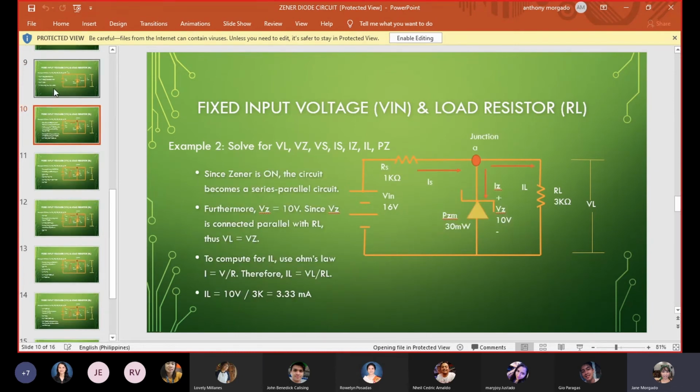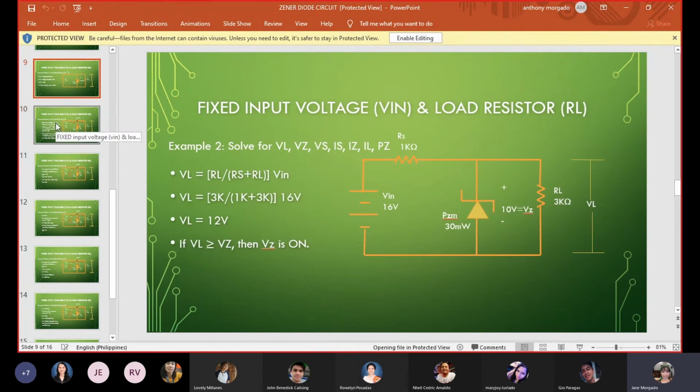So what if, anong ginawa natin dito? Example number 2, tinaasan natin yung value ni RL. From 1K, it becomes 3 kilo ohms. So, alam naman natin, what is the relationship between voltage and resistance? V is equal to IR, diba? How are voltage and resistance related?